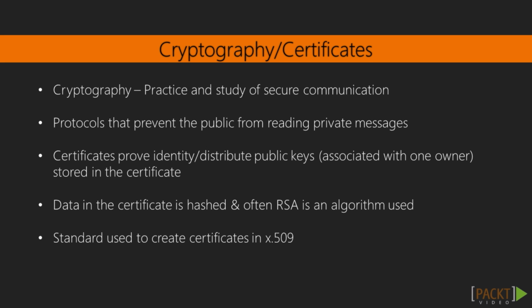First, a little quick background. Cryptography is a practice and study of techniques for secure communication. More generally, cryptography is all about protocols that prevent third parties from reading private messages. Now, digital certificates are used to prove identity as an authentication method and distributing public keys stored in the certificate. These keys are generally associated with one owner. And data in the certificate is hashed, and often RSA is the algorithm that's used. And it's important to note that, because the standard used to create certificates is called X.509.